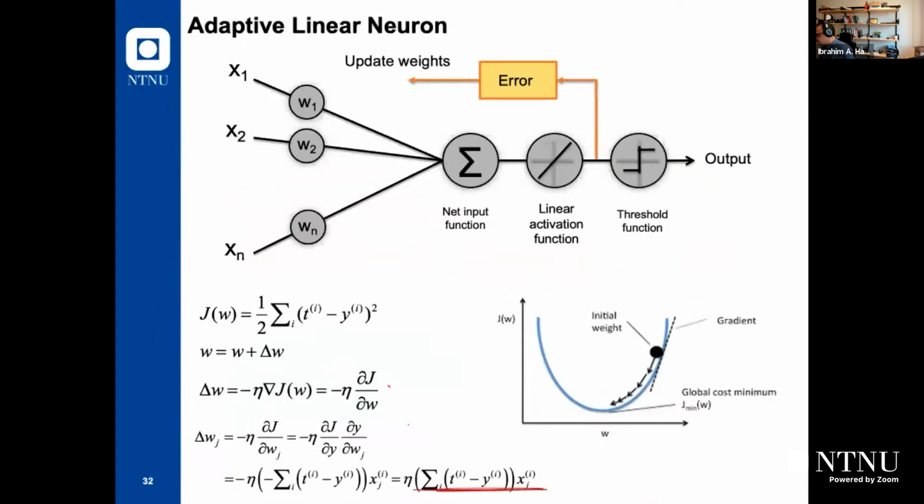So this is the adaptive linear unit. We did that last time already, so it's just to revise quickly. You need to define the cost function. The cost function will be the sum of squared error. It will be this equation, and this is the way we update weights.